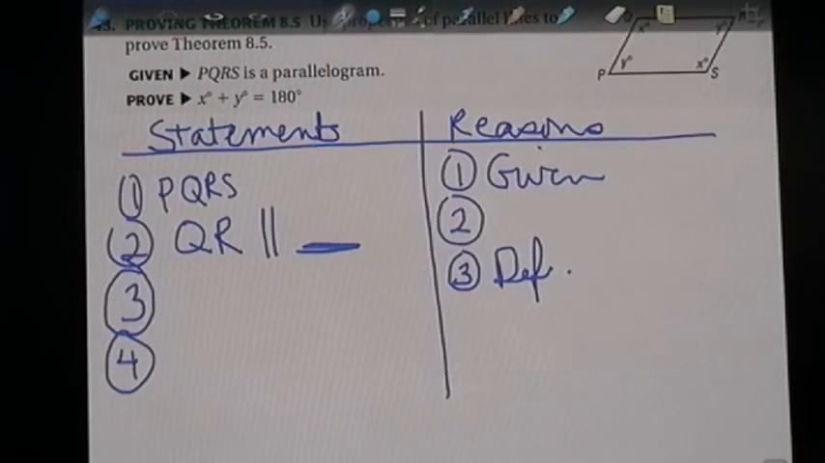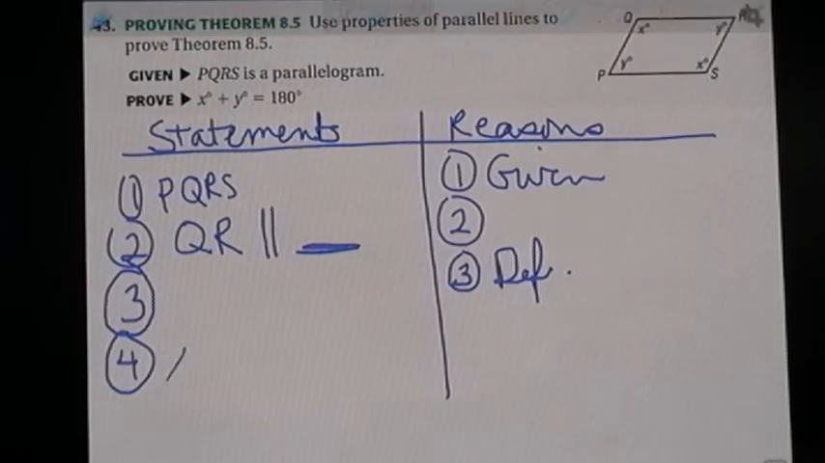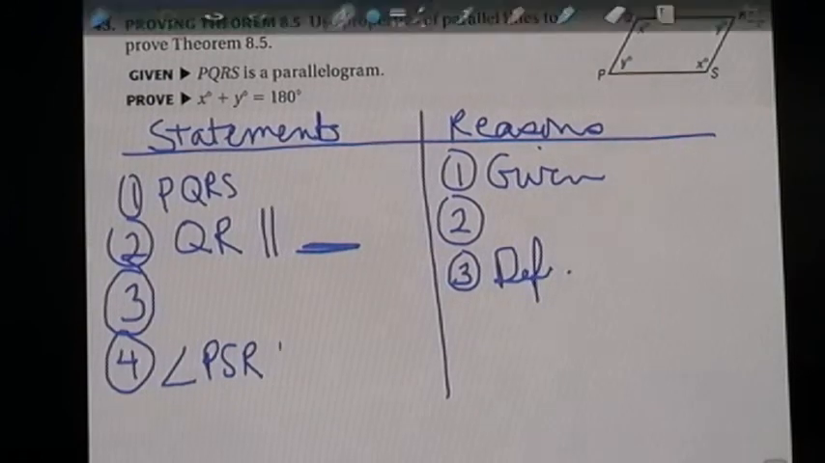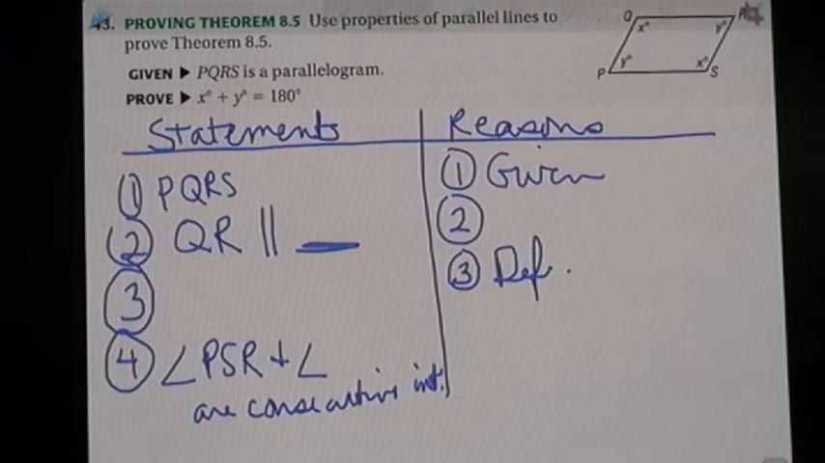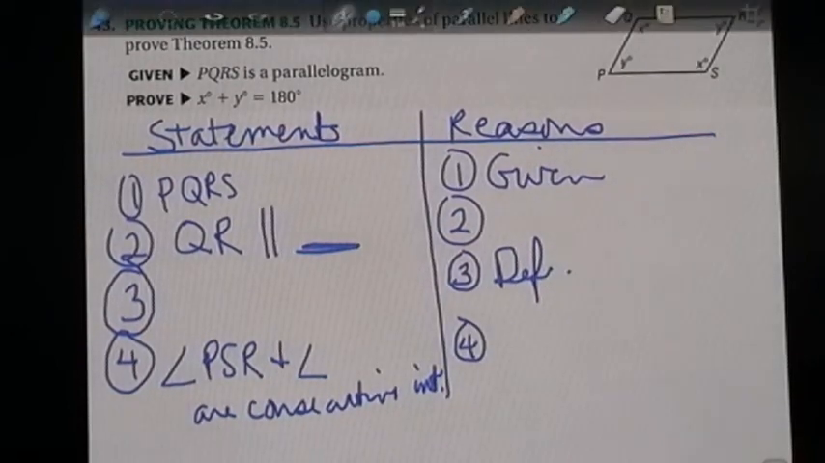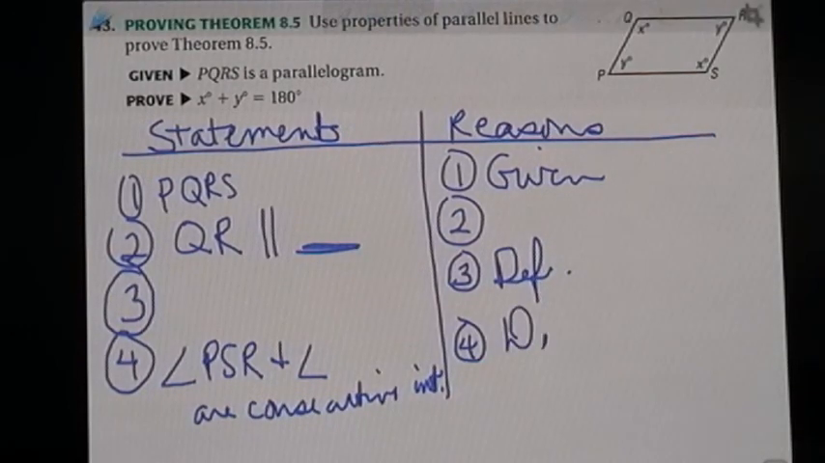Now you should have in your theorem list some important information about parallel lines. Find that section where we have the alternate interiors and the corresponding and the consecutive interiors. And what does it tell you about consecutive interior angles? So you're going to name some angles, PSR, and another angle, R, consecutive interiors. How do you know that? It's a definition, isn't it?